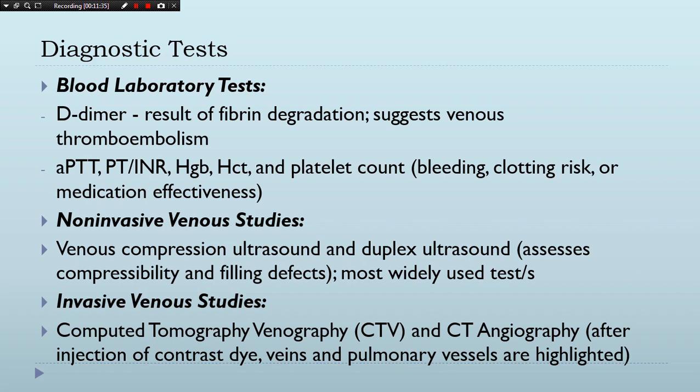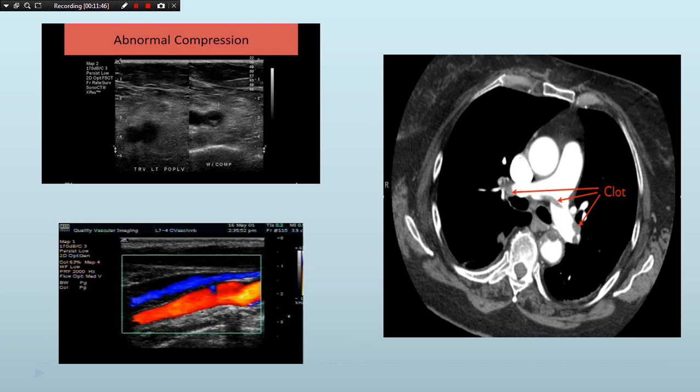It's a much more invasive test. Because we're using contrast dye, we do worry about the patient's kidneys. We do worry about allergic reactions. These are just some findings on the right of somebody who's had a CT angiography and has looked at their pulmonary vessels. You can see the arrows point to the locations of the clots.